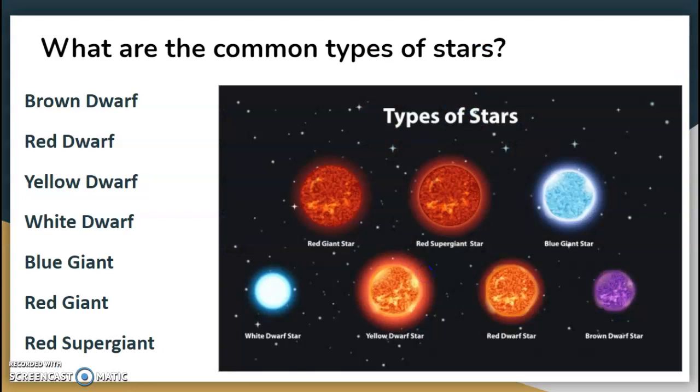So what are the common types of stars? The most common types are the brown dwarf, the red dwarf, the yellow dwarf, the white dwarf, the blue giant, the red giant, and the red supergiant. The red supergiant, of course, being the biggest. Ours would be considered a yellow dwarf star.